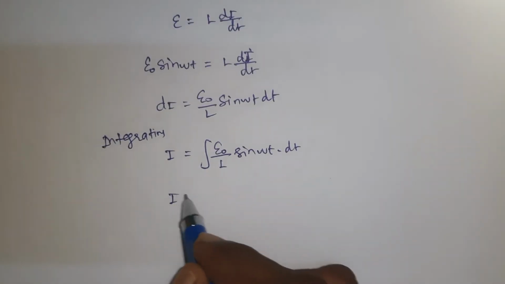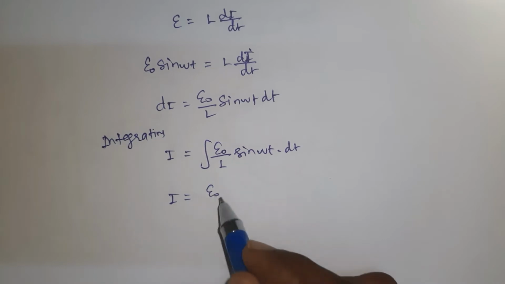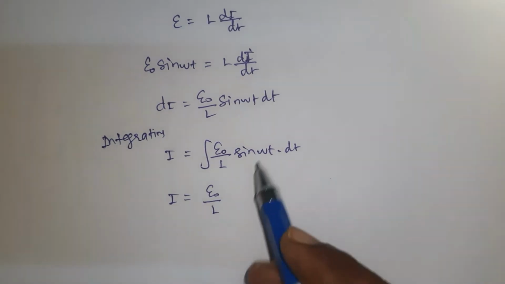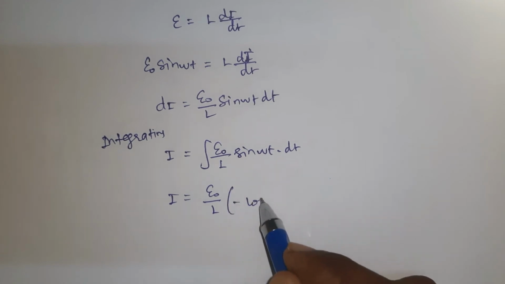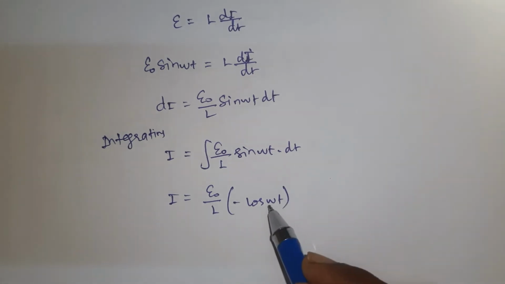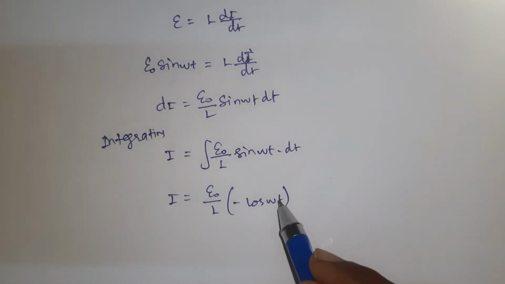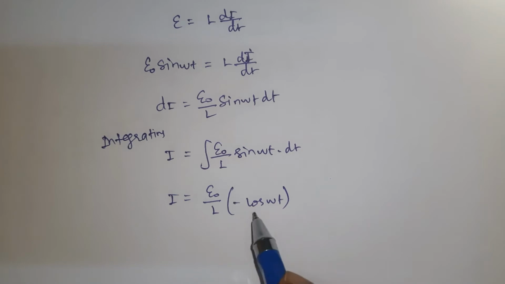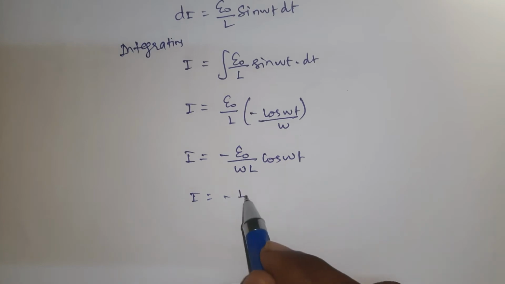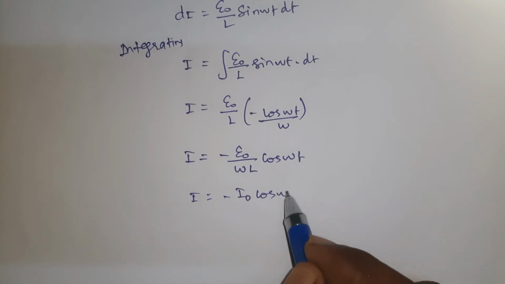Then I is equal to E naught by L, a constant value. The integral of sine omega t, we know, is minus cos omega t, divided by omega. So I is equal to minus E naught by omega L cos omega t. Then I is equal to minus I naught cos omega t.